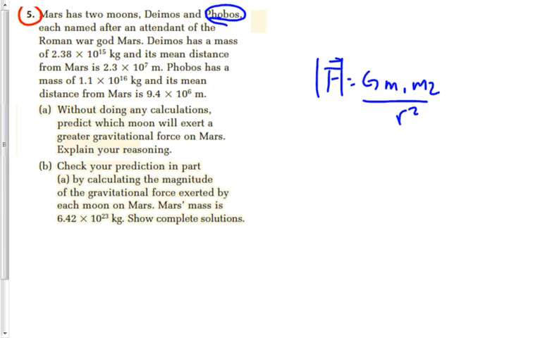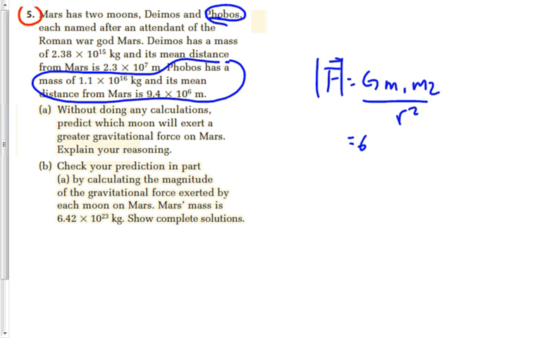Check your prediction in part A by calculating the magnitude of the gravitational force exerted by each moon. Mars's mass is this. Let's just show the basic idea behind this. I think you can do the calculations yourself here. Okay, we want to find the force between, let's say, Phobos and Mars.